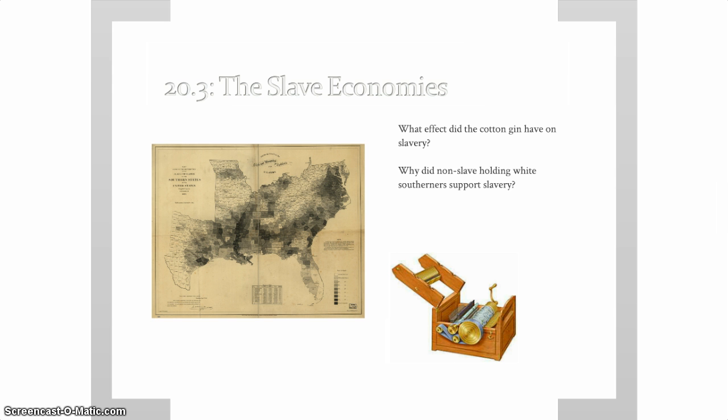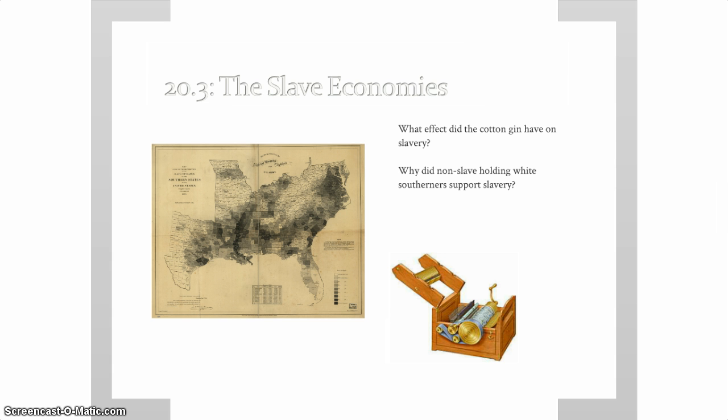So with the higher production meant more slaves. So the cotton gin ultimately increased the demand for slavery, particularly throughout the South where cotton has the perfect growing environment, and it began spreading west.